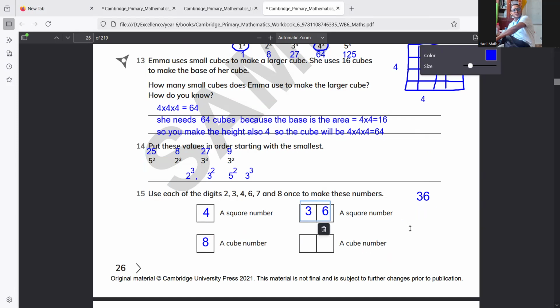Then let's go to cube numbers. Cube numbers with 2 digits are 27 and 64. We used the 6 and the 4, so we are left with 27. So we write here 2 and here 7. So the number will be 27. And that's all for this one.